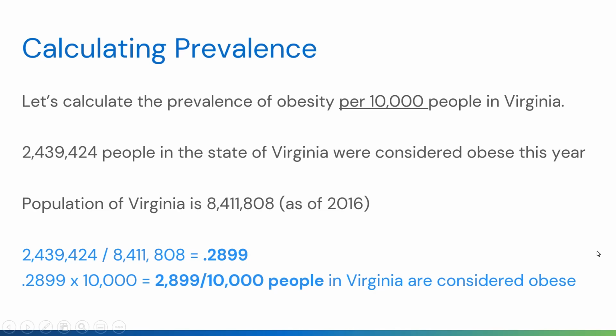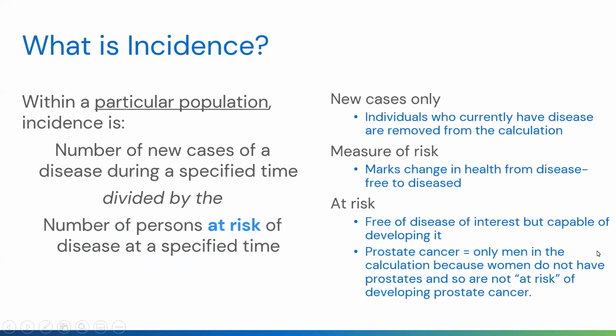Great. Okay, so what is incidence then? Within a particular population, incidence is the number of new cases of a disease during a specified time divided by the number of persons that are actually at risk of a disease at a specified time. And that part, at risk, is the one part that throws a lot of people off. So again, new cases only. These are individuals who develop a disease. If you are an individual who currently has that disease, you are not part of the calculation.